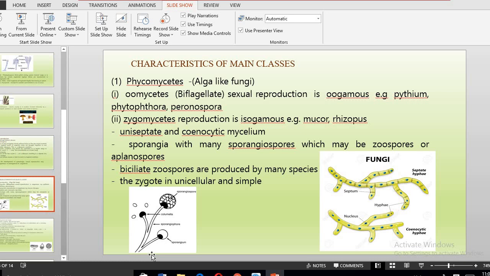Now sporangiospores are produced from sporangia. Sporangia is just the plural of sporangium, and this diagram here is a sporangium. So the spores that are found in the sporangia are sporangiospores, and the ones we are saying can either be zoospores or aplanospores.